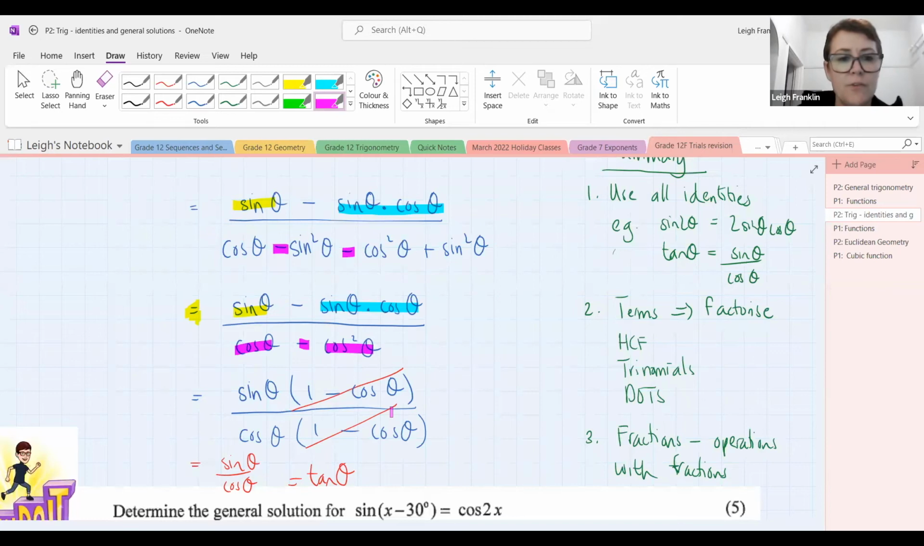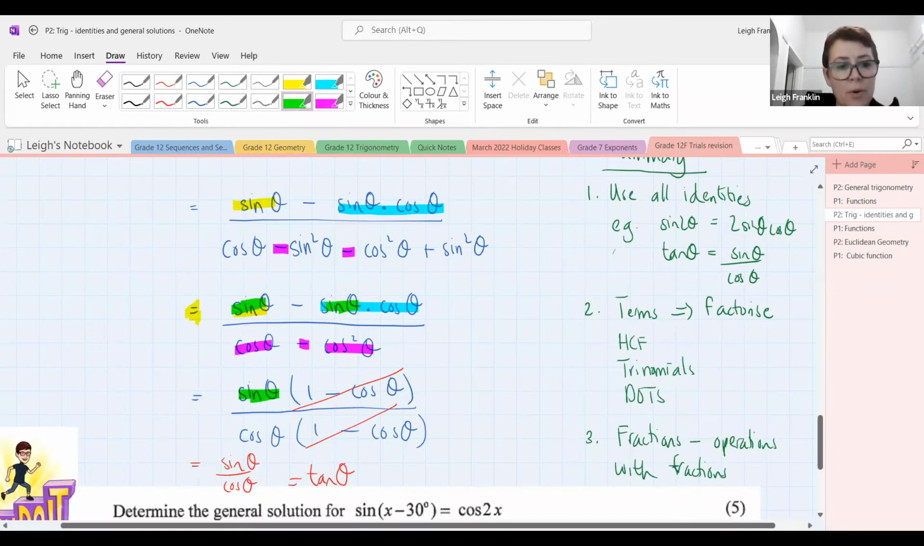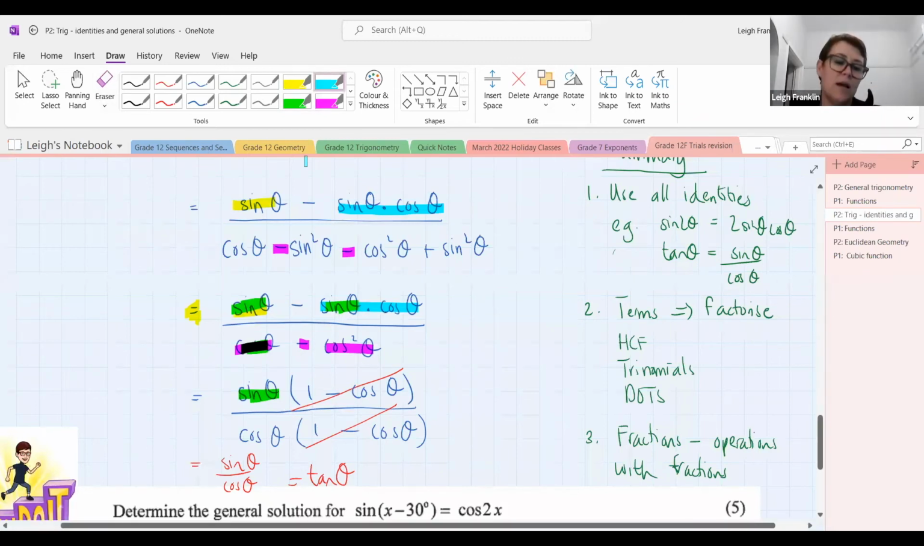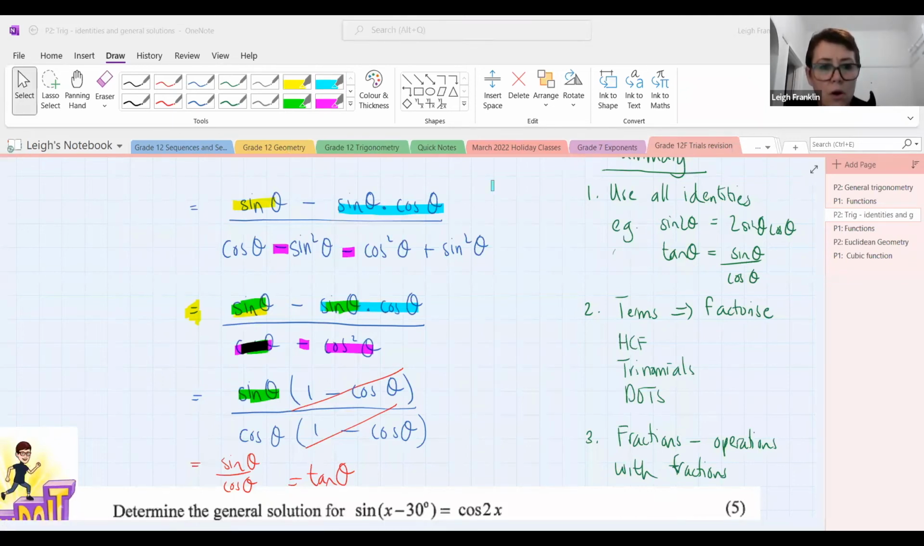So in the top, you can take out sine theta as the highest common factor, because it's in this term and it's in that term. And at the bottom, you can take out cos theta. Whoopsie, that wasn't very nice. That looks horrible, doesn't it? I don't even see what's going on there. Well, that was a cos theta. So you're going to take cos theta out as the highest common factor at the bottom as well, and then you can cancel your brackets.